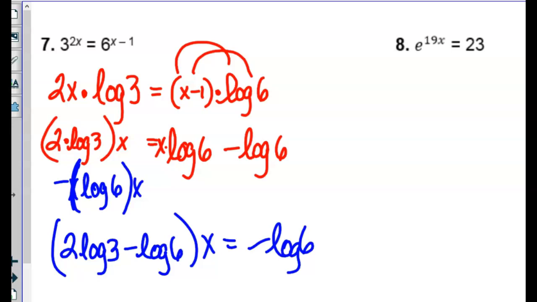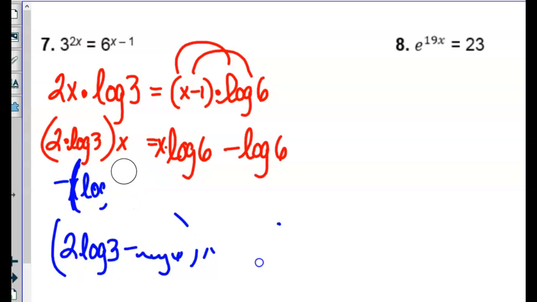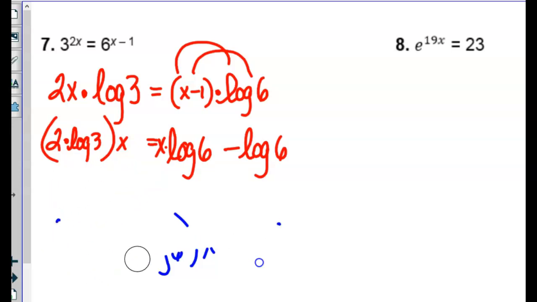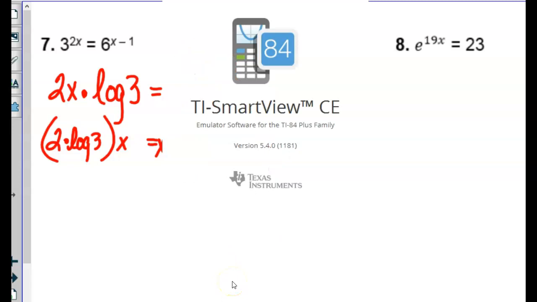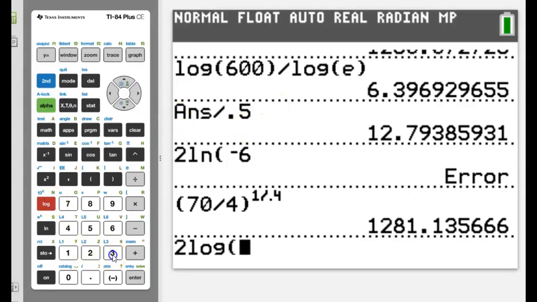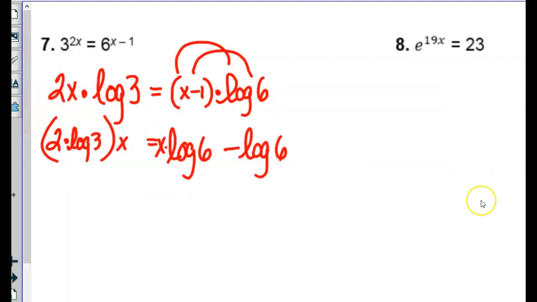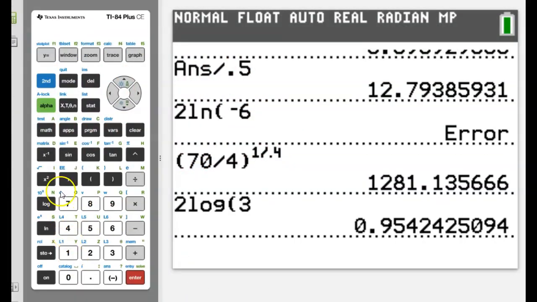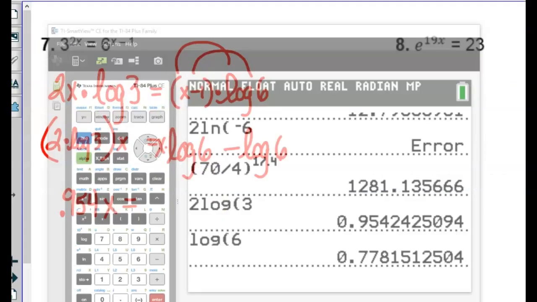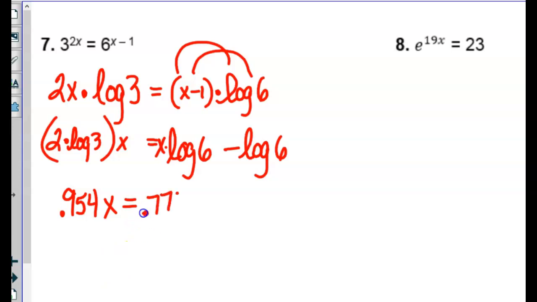Okay. Let's just go back right about here and use some nice long decimals. What is 2 times the log of 3? I didn't get my calculator out, did I? 2 log 3, is that what we just said or not? 0.954, we good on that one? So we have 0.954x equals, what is the log of 6? Okay. 0.778x and minus 0.778, right?